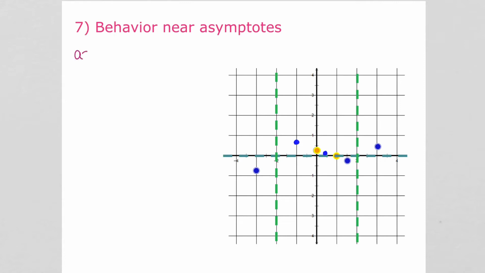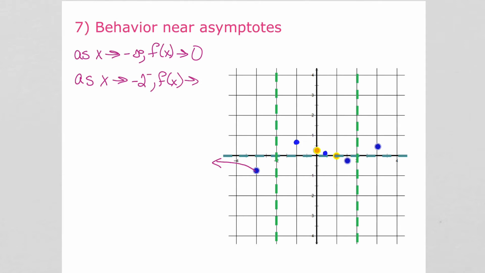So as x approaches negative infinity, are we going up or down? Well, as we go to negative infinity, we have to go through this point here, and it has to get closer and closer to zero, because that's our horizontal asymptote. Next, as x approaches, we'll look at this asymptote negative 2 from the left. It's not going to turn up like this, obviously. It's going to go down to negative infinity.